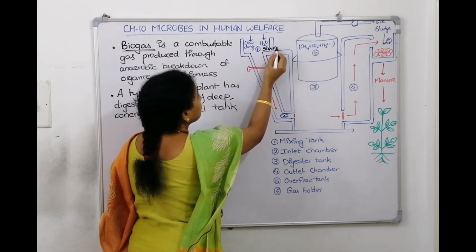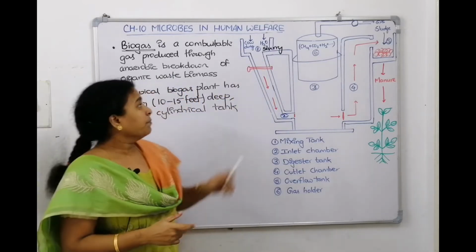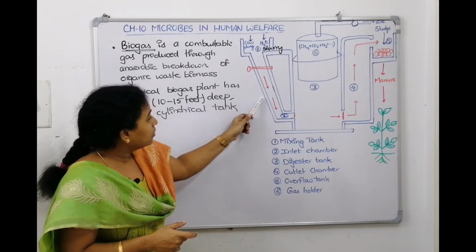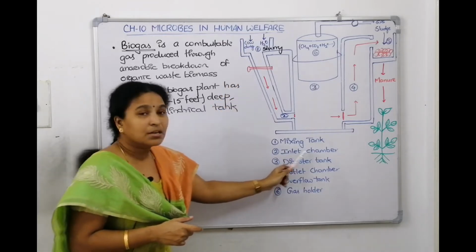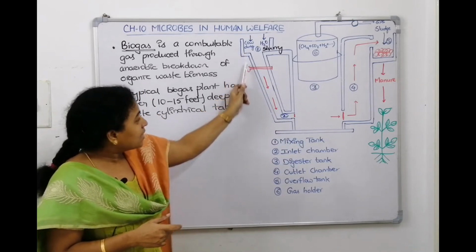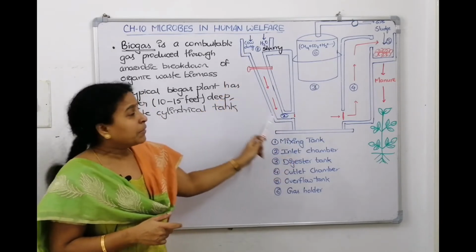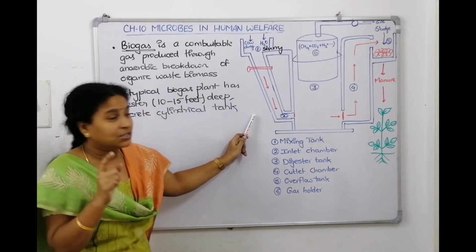What do we get? We'll get a slurry here. Now after you make the slurry, that slurry is sent down into this one, which is called the inlet chamber. The second one I mentioned here is the inlet chamber. So when you open this valve, the slurry comes into the inlet chamber. Via the inlet chamber, it enters into an airtight digester.